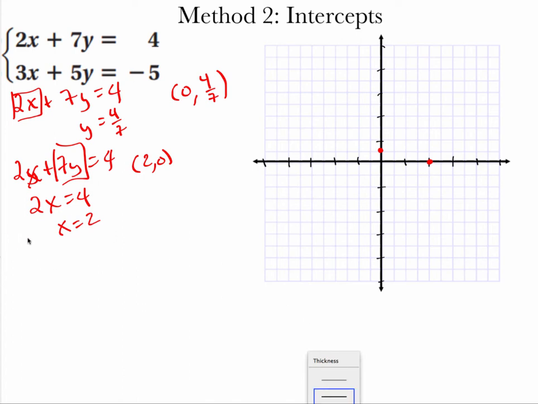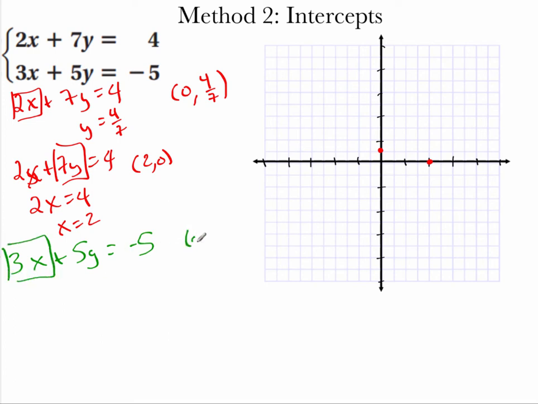Let's graph the second line in green. So I have 3x plus 5y is minus 5. So when x is 0, what point do I have? I have 5y is equal to negative 5, where y is negative 1. So I can graph the point (0, negative 1).